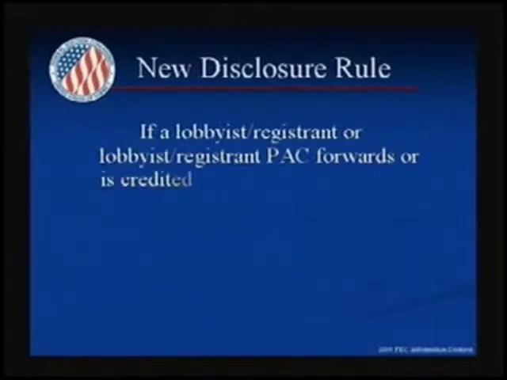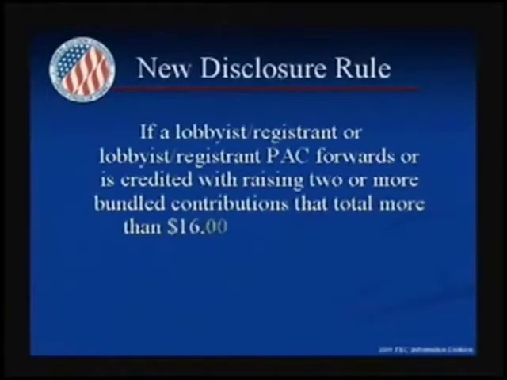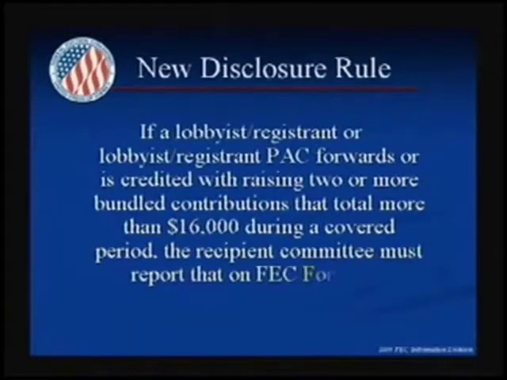Now let's talk about generally what this new disclosure rule is in more detail. This is kind of the signpost we're going to use throughout the beginning of the session to understand what the lobbyist bundling rules mean and how they work. Generally, the way they work is if a lobbyist registrant or lobbyist registrant PAC either forwards or is credited with raising 2 or more bundled contributions, and those bundled contributions exceed $16,000 during a covered period, then the recipient committee, or that reporting committee that we just defined, may be required to report that on FEC Form 3L.